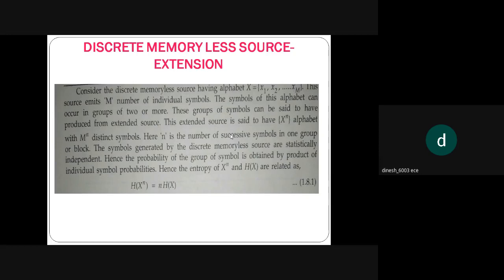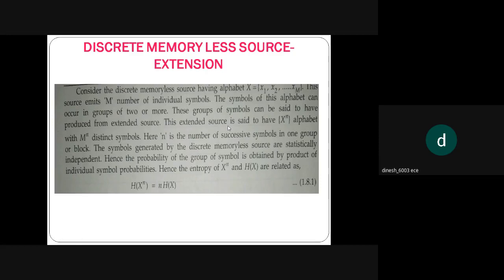These symbols will occur in groups of two or more, minimum two. That represents, starting from binary systems, binary equal to 2, ternary equal to 3, quaternary equal to 4. These groups of symbols will produce another source if I introduce an alphabet with m power n distinct symbols, where n is the number of successive symbols in a group or in a block.